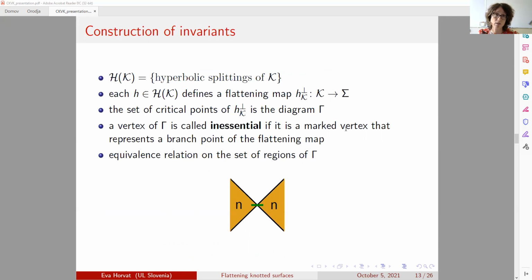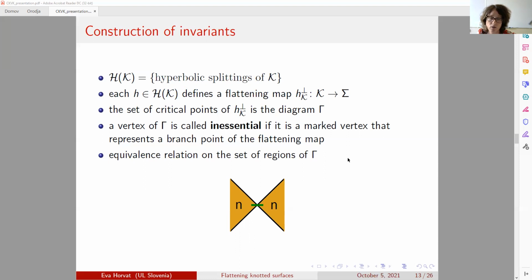Now, in order to construct invariants from flattenings, we denote by H(K) the family of all hyperbolic splittings of an embedded surface K. And each hyperbolic splitting from this family defines a flattening map from K to a two-sphere sigma. And the set of critical points of this map is the marked graph diagram gamma. Now it turns out that the separation of the two-sphere by gamma is not quite generic. This is why we need to introduce the notion of inessential vertices here.